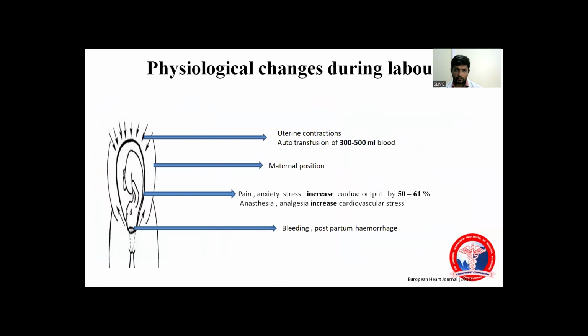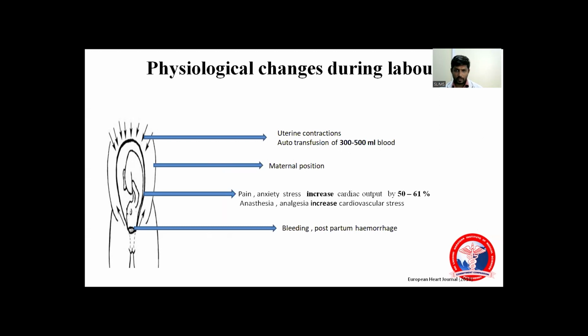So, what are the physiological changes? All of this we saw as physiological changes during the first to third trimester, and we learned what is normal physiology and what is pathology. Now we can study the physiological changes during labor. So during labor, what happens? Because of uterine contraction, there is an autotransfusion of 300 to 500 ml.